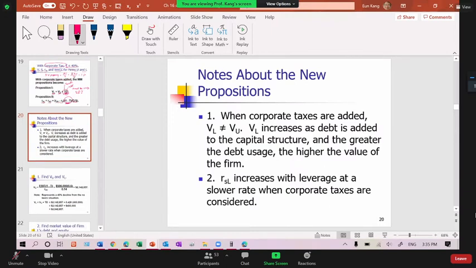When corporate taxes are added, VL is not VU. VL is greater than VU. VL increases as debt is added to the capital structure, and the greater the debt usage, the higher the value of the firm. The more debt the company has, the higher the value. That's a pretty wrongful conclusion, right? That's the harmful effect of theory.